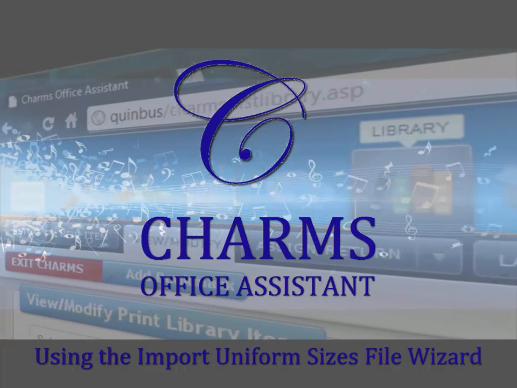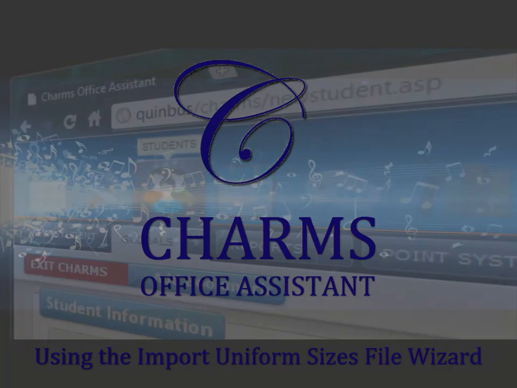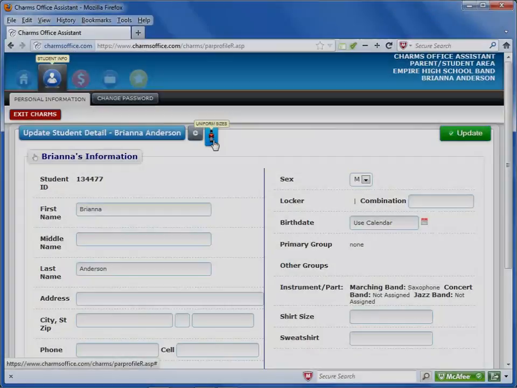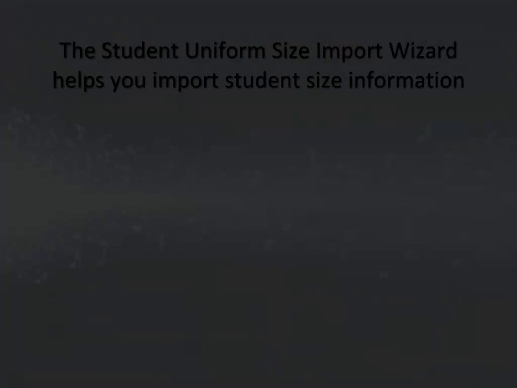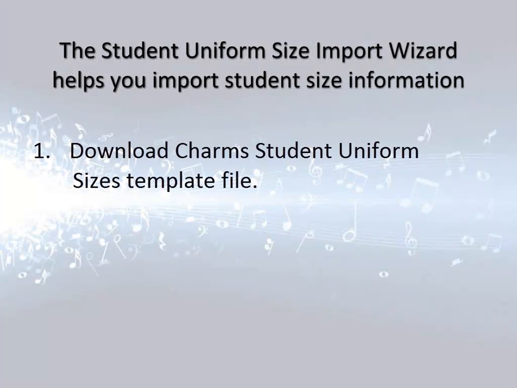This video explains how to import your uniform student size information into CHARMS. The CHARMS Uniform Size Import Wizard guides you through the process of importing the size information into CHARMS. However, be aware that students can enter this information for themselves. Once they log in, they can go to Update Personal Information and click on the small uniformed person icon. The import process involves several different procedures, which we'll cover in this video.